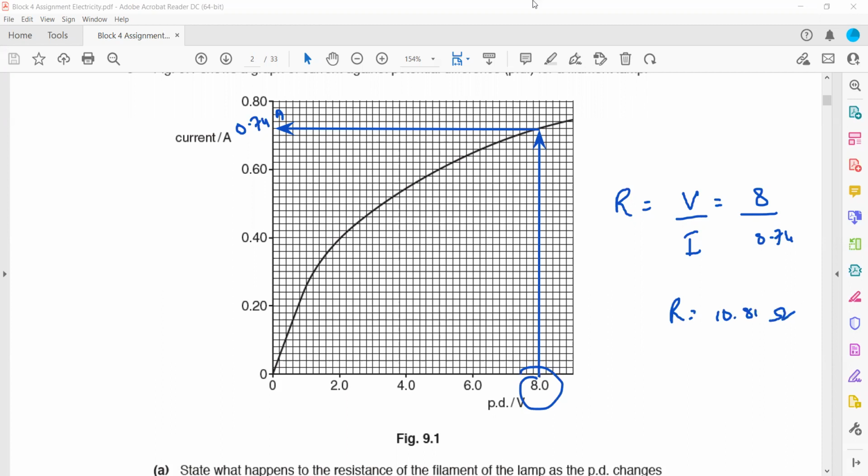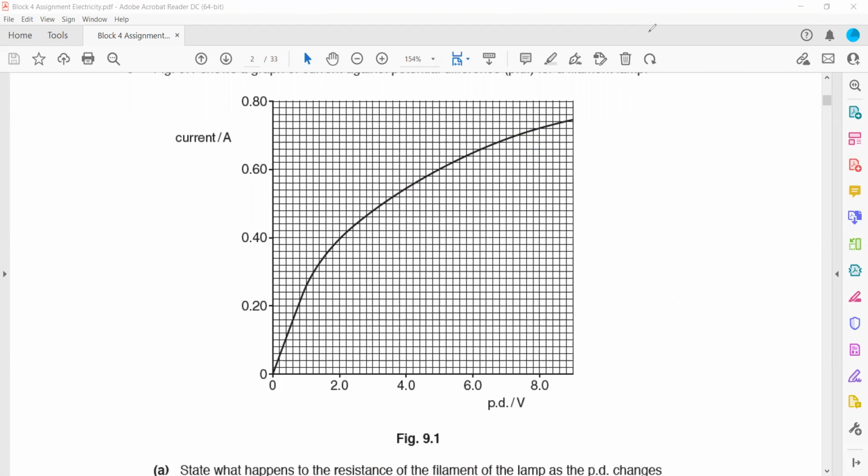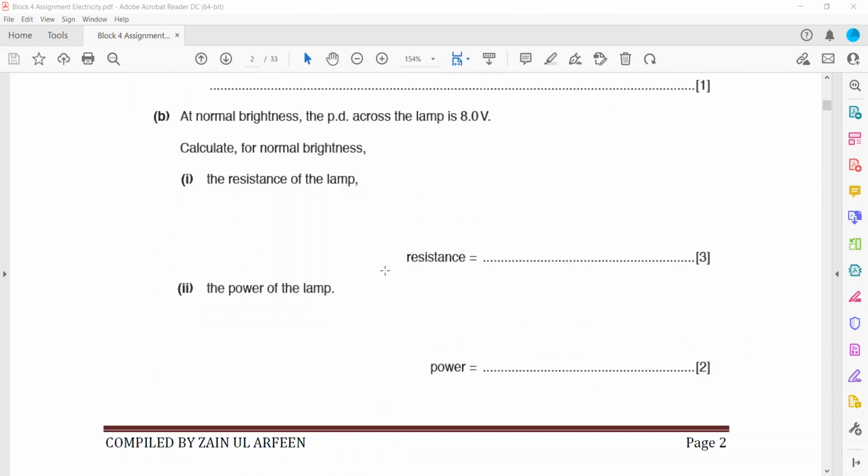So using the graph, we worked out the current as the voltage is given, it was 8 volts. So we worked out the current at 8 volts, and from this voltage and current reading, we calculated the resistance of this bulb, or lamp, or filament lamp.